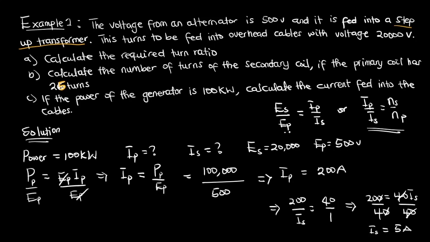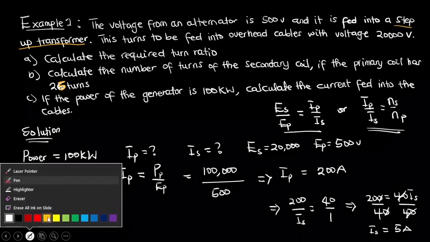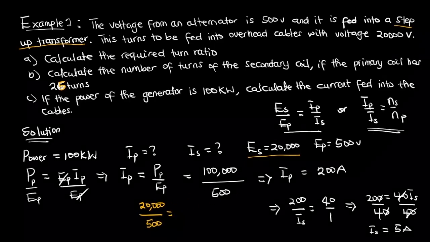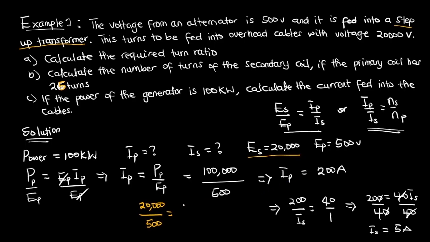Or we can also use this side. Let me use a different color to show that one. So our ES is 20,000, which is this guy, over our E primary, which is 500. And that is equal to our IP, which we found is 200, over our IS. So if we cross multiply, we realize that we will have 20,000 IS is equal to 500 multiplied by 200. So we can divide both sides by 20,000.